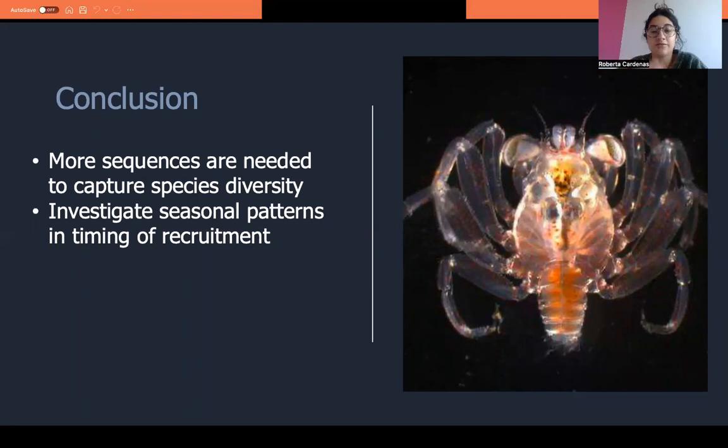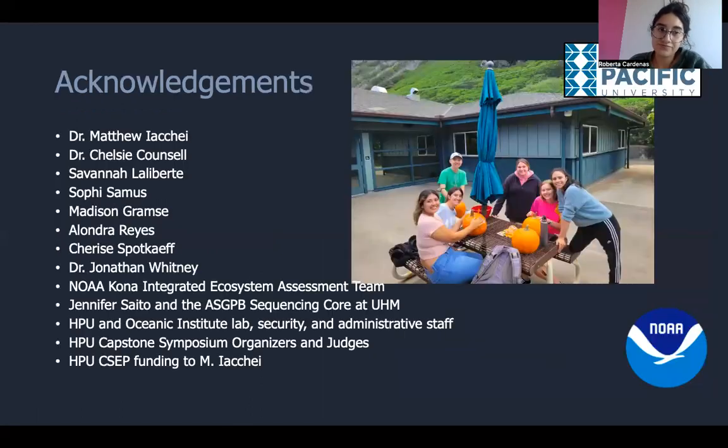In conclusion, I'm going to continue sequencing these megalops, which will allow me to increase the amount of species that I found. And by having more species and increasing the species richness, this will allow me to investigate seasonal patterns in the timing of recruitment by comparing the density of each species across the years, as well as in both ambient and slick habitats.